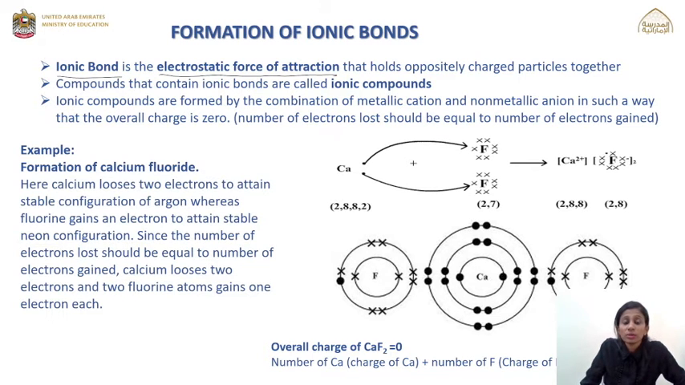One thing you have to remember in the formation of an ionic compound is that the ionic compound is neutral. So the overall charge of the ionic compound should be 0. The number of negative charges should be neutralized by the number of positive charges, or the number of electrons lost during the formation of a cation should be equal to the number of electrons gained by the non-metal which forms an anion. Okay, let's see an example of formation of calcium fluoride. You can come back to this slide and read this after I explain.